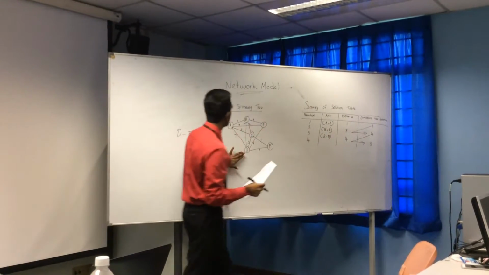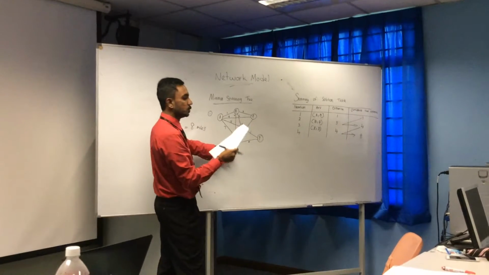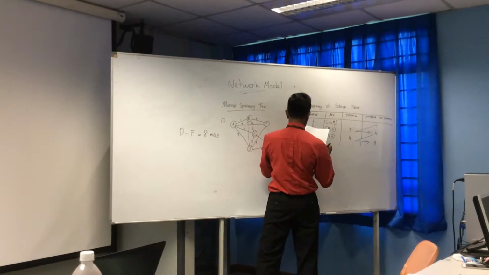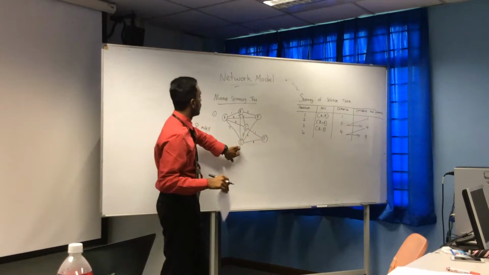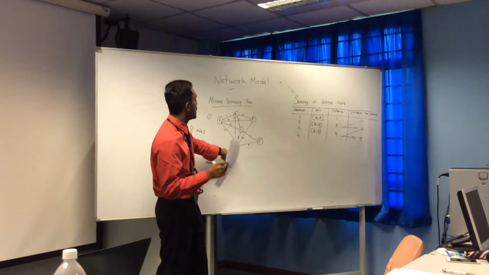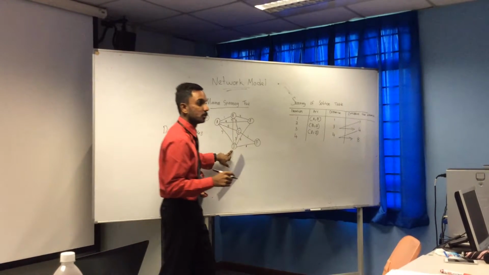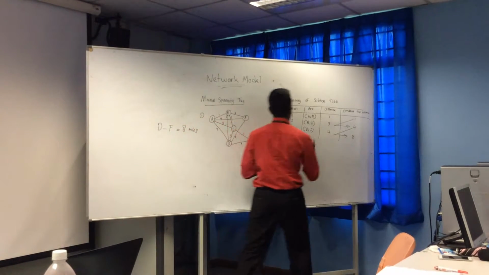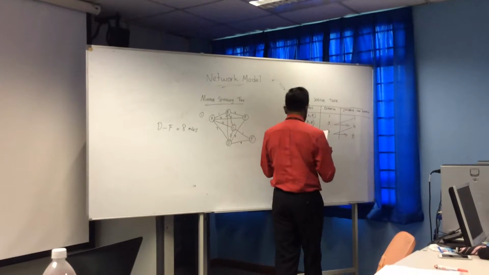From D, what is the smallest value? You are in D right now. Which is the smallest distance? 5, 8, 8. So D to C, and the distance is?